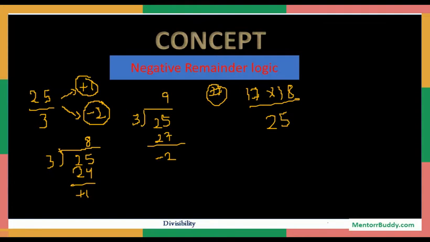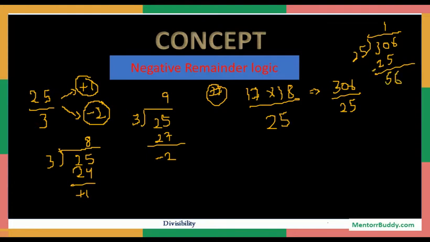Now let's solve this expression the way we usually would. 17 into 18 equals 306, and 306 needs to be divided by 25. 25 once is 25, the remainder is 5, and keeping the 6 here, 25 twice is 50, and 56 minus 50 equals 6. So in this case the remainder is going to be 6. But see, in this case we needed to multiply both 17 and 18 and then solve it.